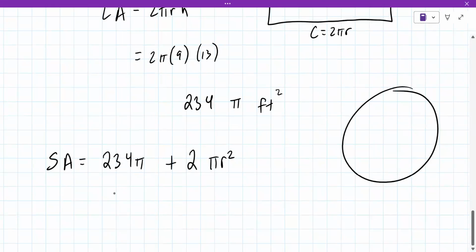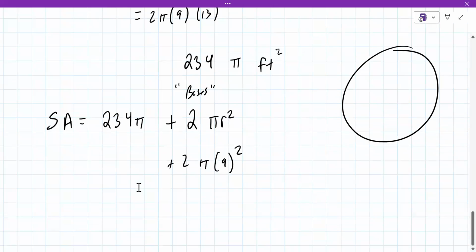So for the bases, it's 2 pi times the radius of 9 squared. Just like before, your answer is going to have a pi in it. So you have to take 9 and square it and then multiply by 2. Square means to multiply by itself. 9 times 9 is 81, and times 2 is 162. 162 pi.